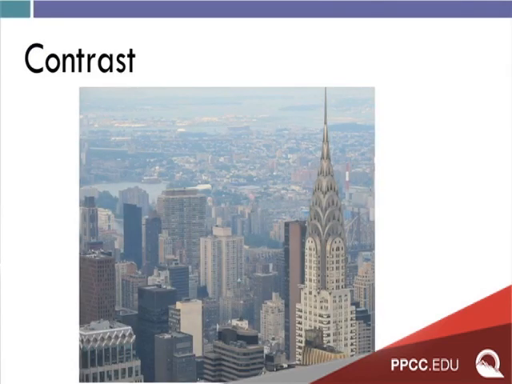Contrast. The first one you want to look at is contrast. You can see in this image, this skyline of New York City, that the background and the foreground are very hard to differentiate because it was a cloudy day and the colors are all very much the same. So that image really doesn't pop at you.